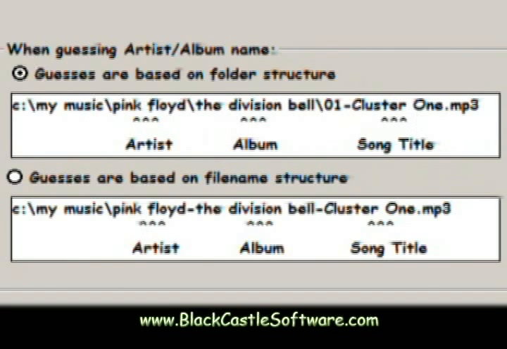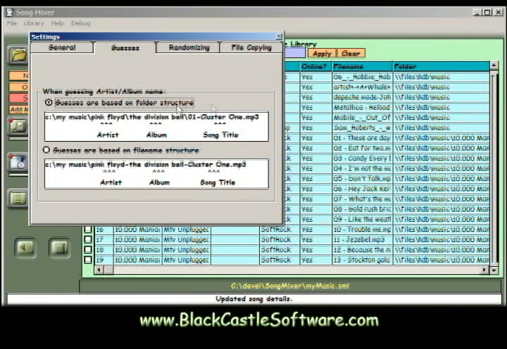But if you don't have your music arranged that way, if you have all your music in one folder, and you have the artist, the album, and the title all in the file name, you'd want to use the second guess mode, which is based on file name structure. And it's going to look for these dashes, the separators between them. So in my case, I'm going to pick the first guess mode because it works with the way my music is organized.